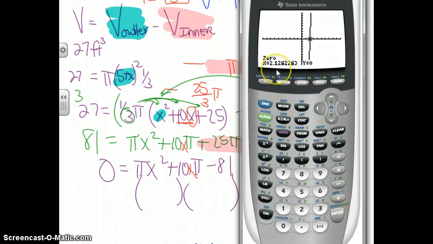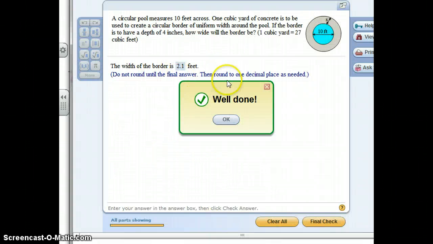And it turns out to be 2.126. And I believe it asked me to round. And this says that this is a good answer.